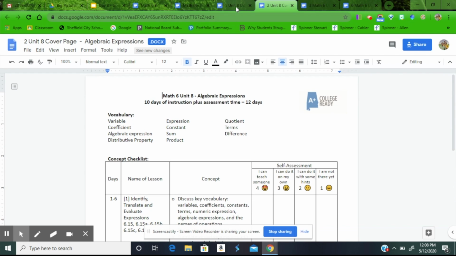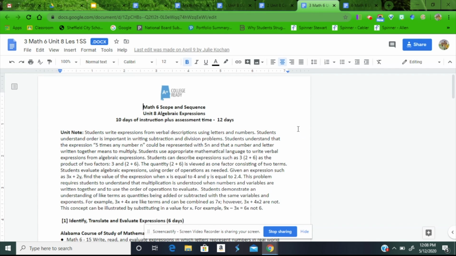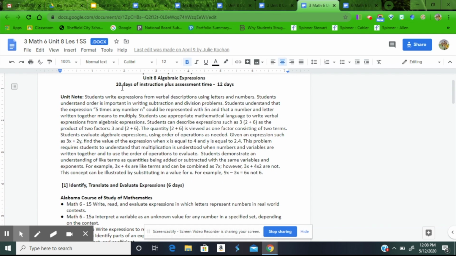Okay, now let's look at our scope and sequence. We're going to look first at day 1. Here we find our unit note. Again, at the top, 10 days of instruction plus assessment time, 12 days. Take just a moment, pause your video, and read through your unit notes so you have a better understanding of what we will be discussing in this unit.